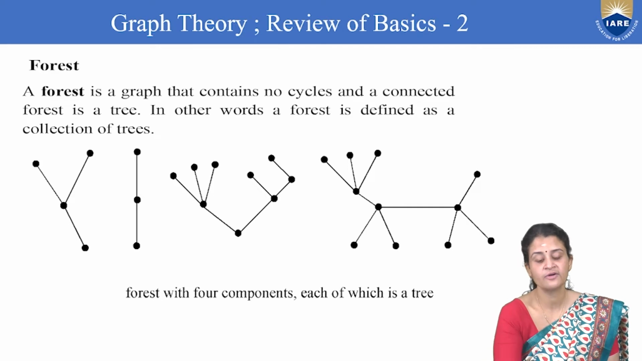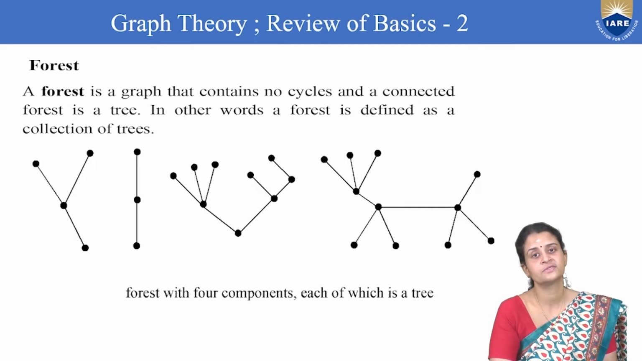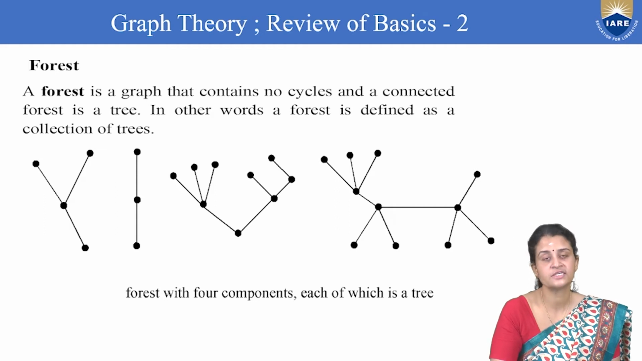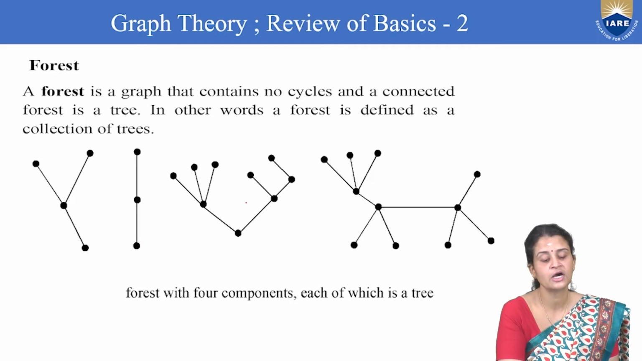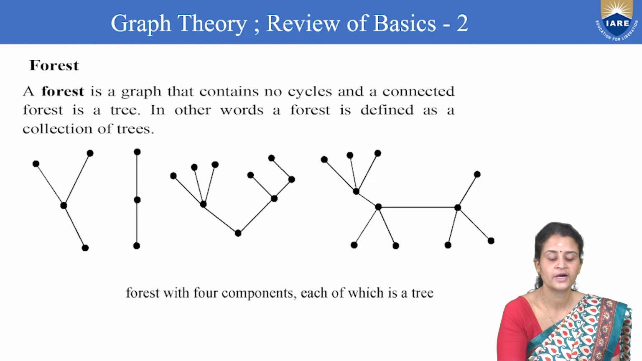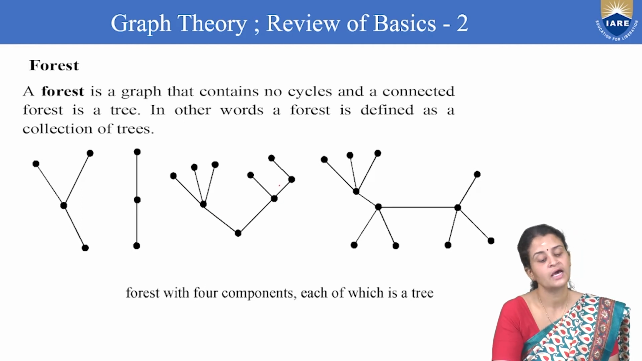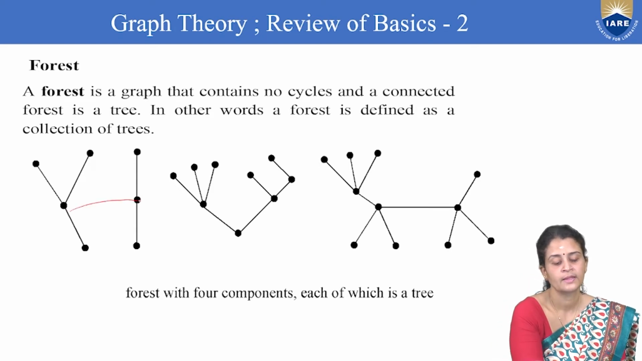Here we can see a forest of 4 components. Each component is a tree. This is a tree with 4 vertices and 3 edges. This is a tree with 3 vertices and 2 edges. And this is a tree with how many vertices? 1, 2, 3, 4, 5, 6, 7, 8, 9 vertices and 8 edges. If I connect these trees through an edge, how is this? I'm just arbitrarily drawing.